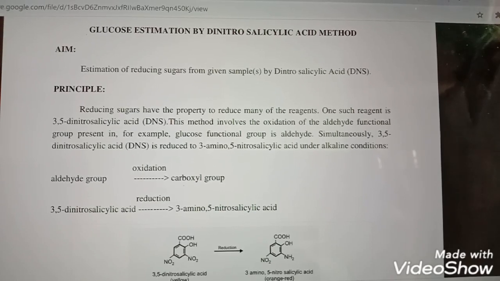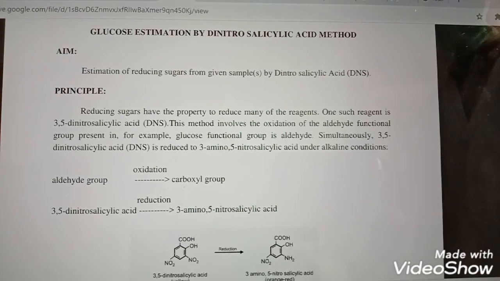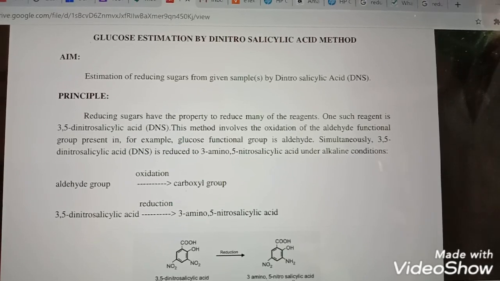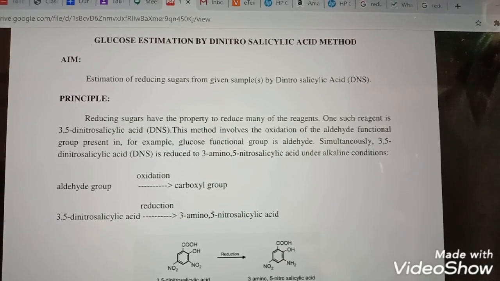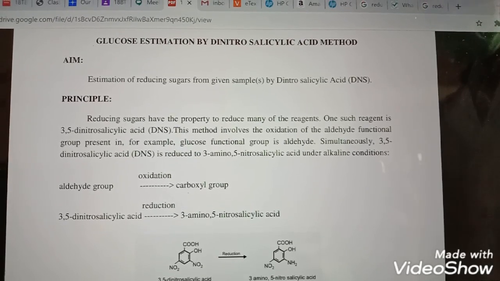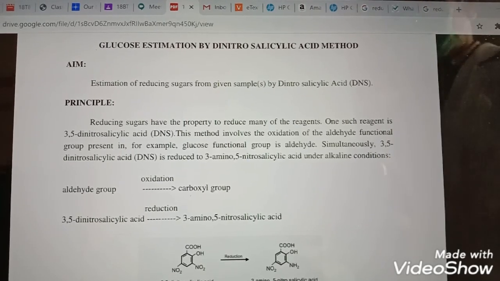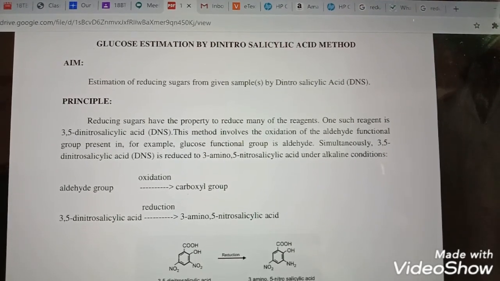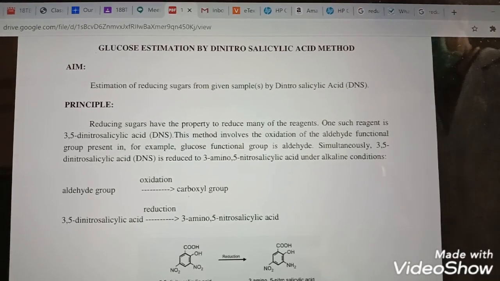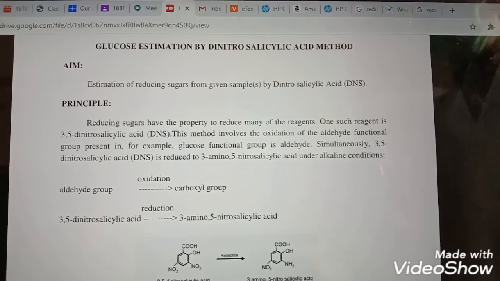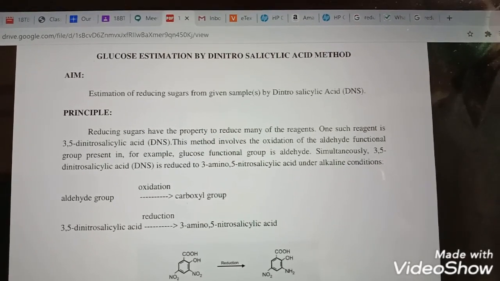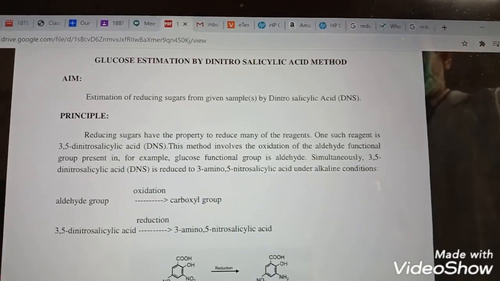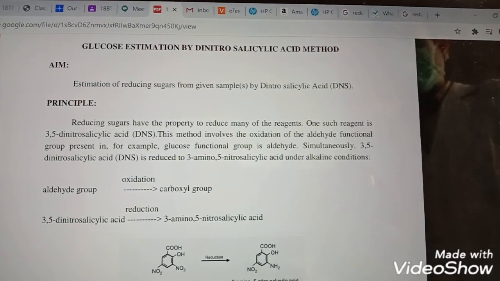For estimation of glucose, there are different methods, modern methods and classical methods. Among the modern methods, HbA1c, that is glycosylated hemoglobin, can be measured and quantified by using HPLC. In the classical methods, you can quantify blood glucose by using the POD method. Also, you can use the dinitrosalicylic acid method to quantify the glucose present in our blood.